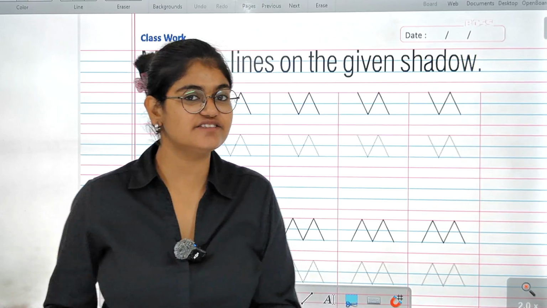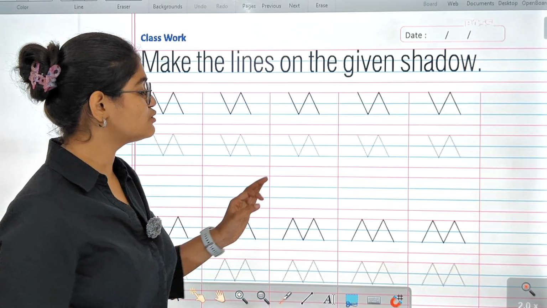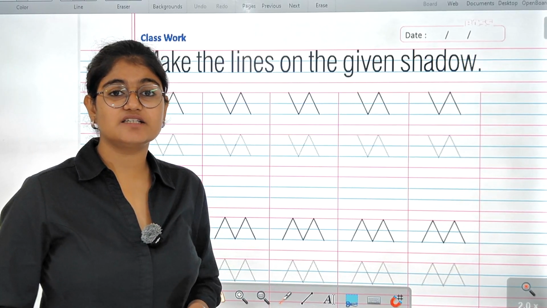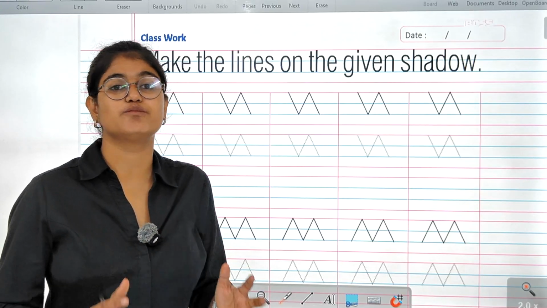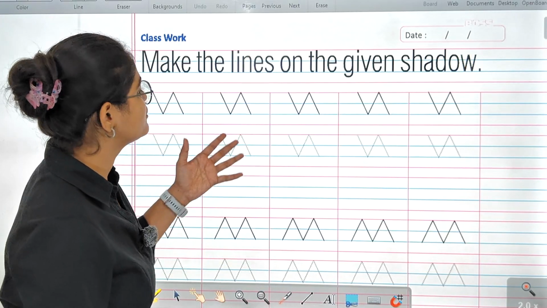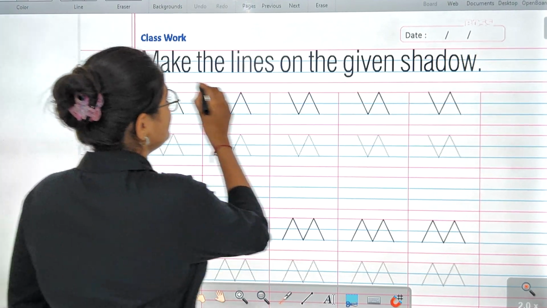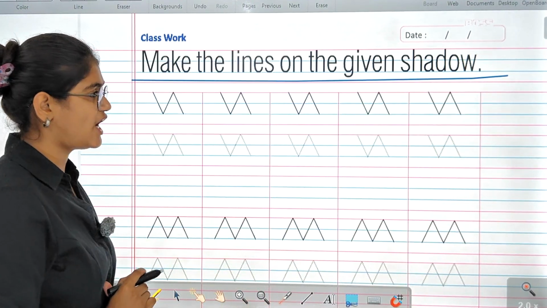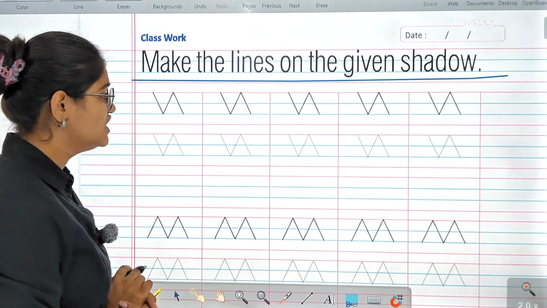So today let's begin with the next topic, which is how to learn the patterns, and we are also going to learn how to write the small letters. First of all, let's begin with the patterns. Make the lines on the given shadow. Let's learn how to make the given lines on the shadow.